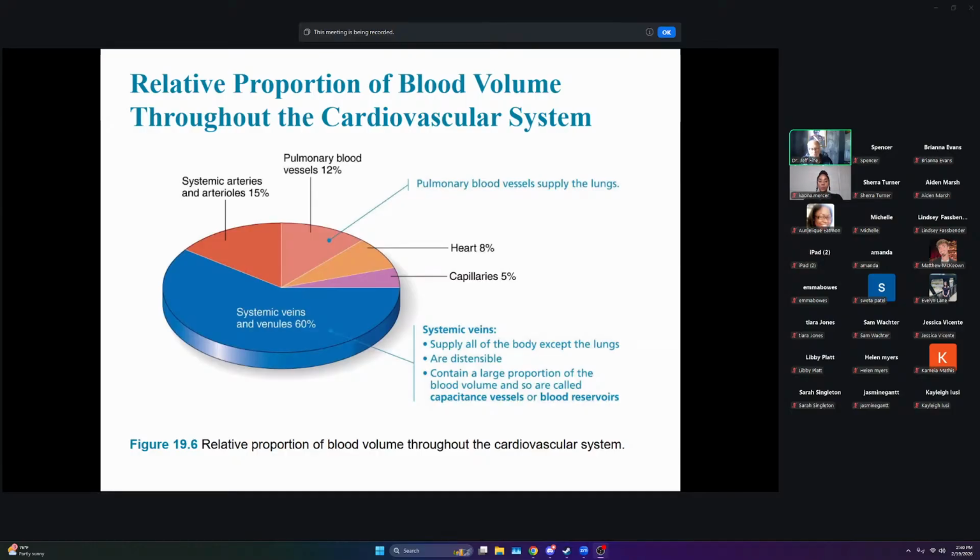Okay, so why? Physiologically, why does that occur? We would intuitively think that if it's a closed loop system, like plumbing in our house, if I turn on the water in my house, that water is going to be equally displaced through all the pipes. It's going to move all the way around. But there are two reasons why the bulk of our blood is in the veins and venules.